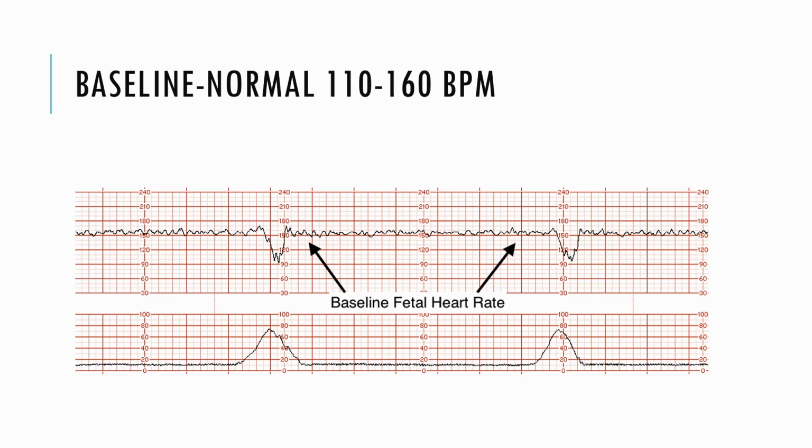All right, baseline. This should be a review for you, but baseline is your average fetal heart rate over a 10-minute period that's recorded in increments of 5. Again, your normal baseline is 110 to 160. When you're looking at baseline, do not use any accelerations or decelerations. So don't look at that for your baseline. It's the time or the heart rate in between that time period.